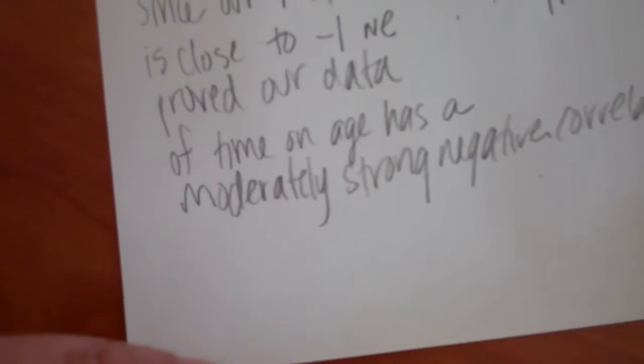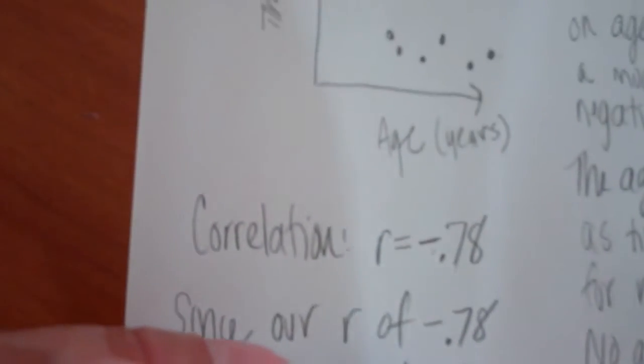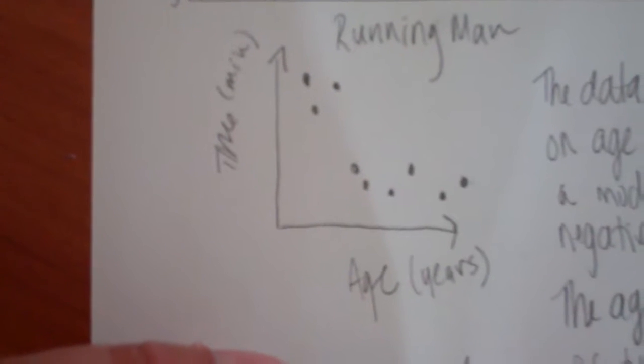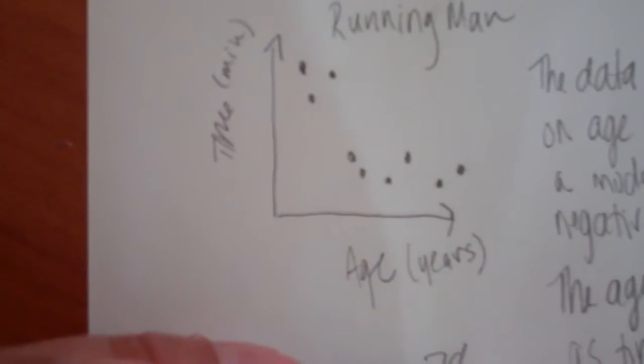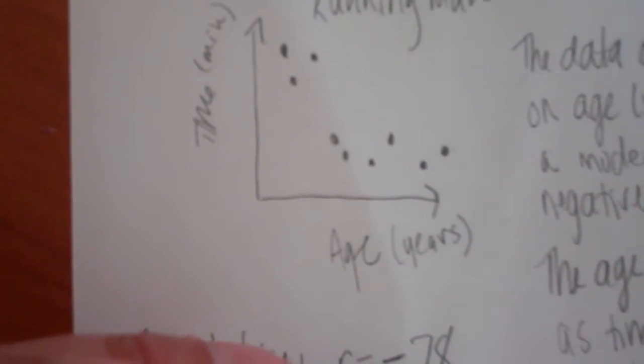Now, I didn't say linear because correlation takes care of that. Correlation is your test for linearity. So you're going to see that correlation is linear, it's close to negative 1, and our information showed a definite decrease in time as age increases in years.